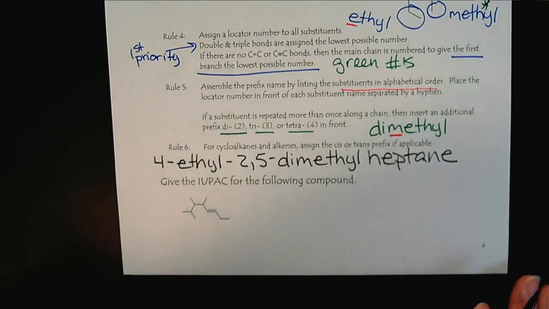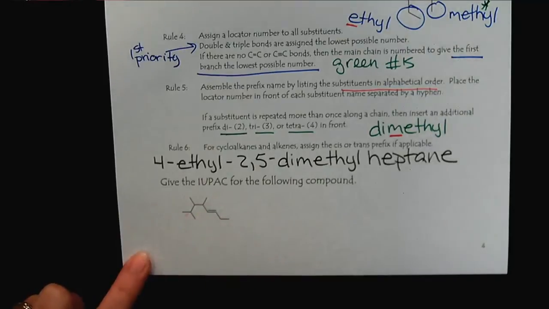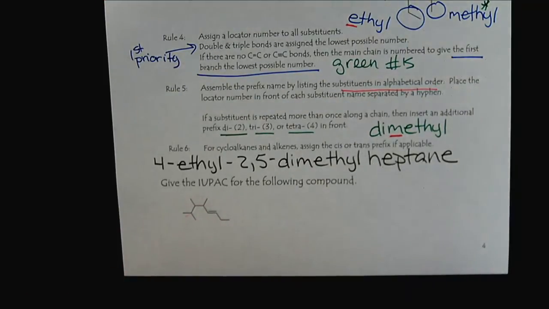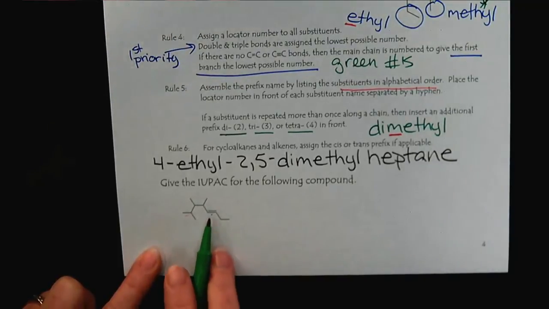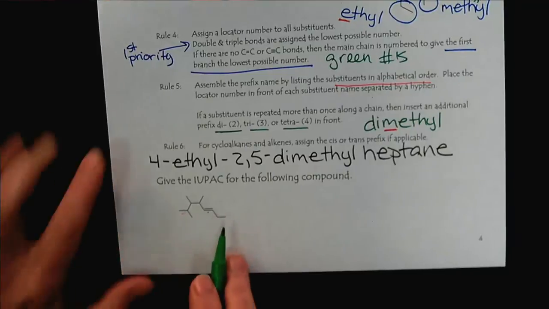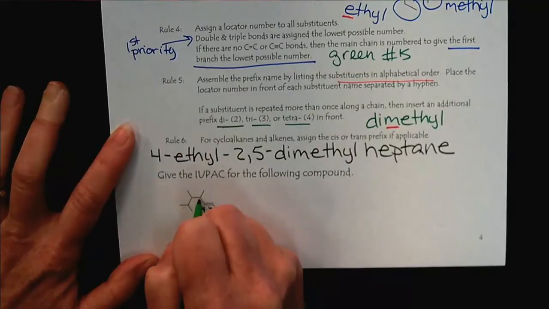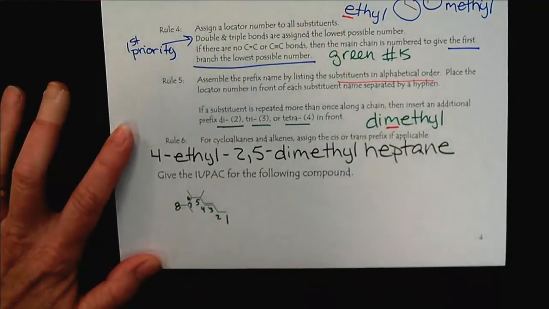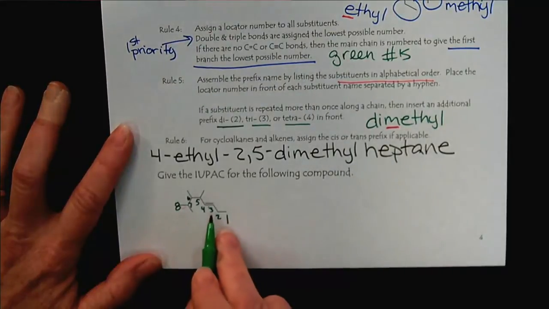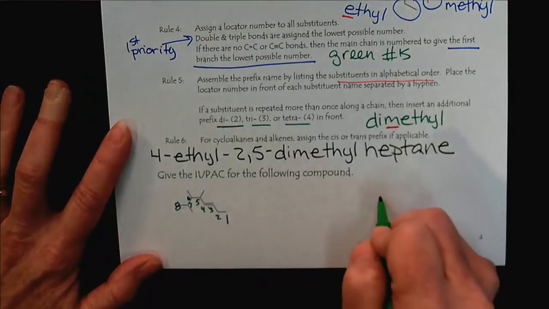Let's try one more together. Alrighty, so the first thing, right, find the longest continuous carbon chain, and then we have to decide how to number it. Remember, the double and triple bonds have the top priority, so we can look at this molecule and see the double bond is closer to the right. So we're going to want to go 1, 2, 3, 4, 5, 6, 7, 8. So we found our longest continuous carbon chain, and we see that there's a double bond coming off of carbon 3.